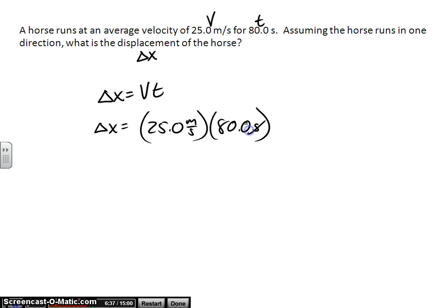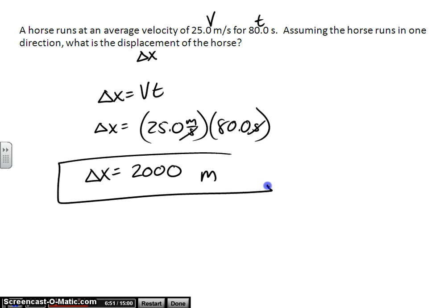Notice the units, seconds are going to cancel, so we're going to be left with meters, a beautiful unit for displacement. And then you just have to multiply. That should be 2,000 meters. Direction, once again, is just a positive or negative. We'd assume this is in the positive direction since no other information was given.